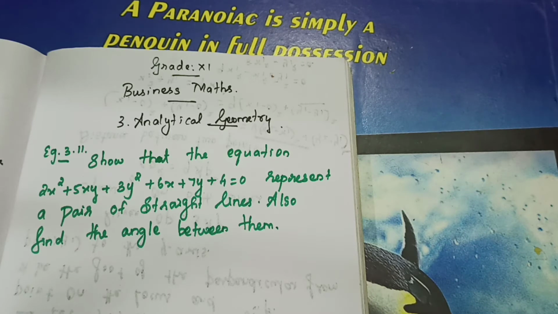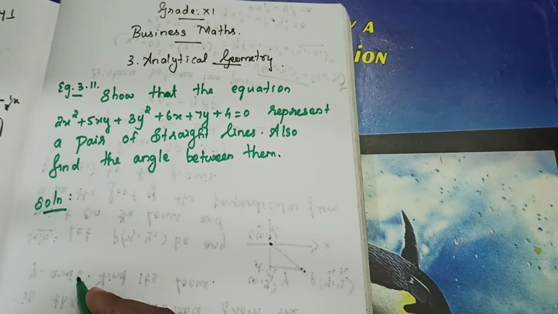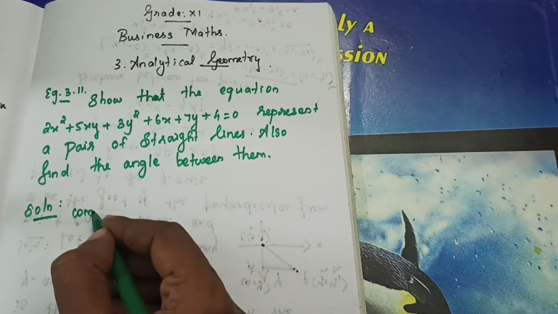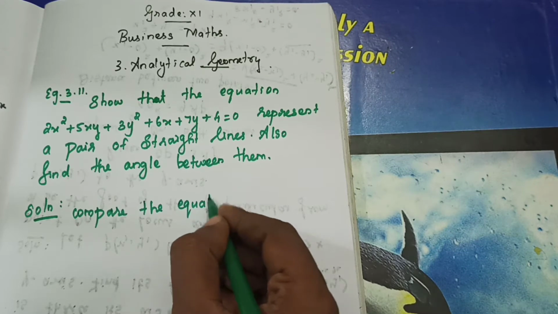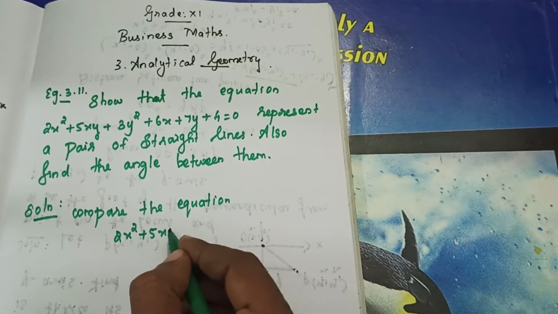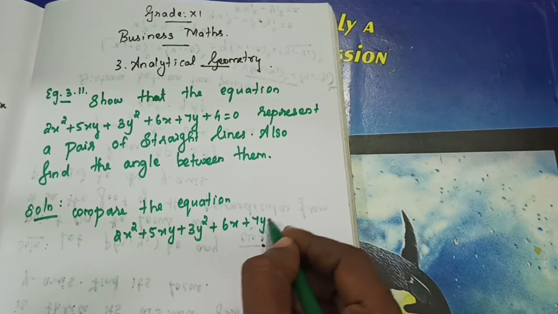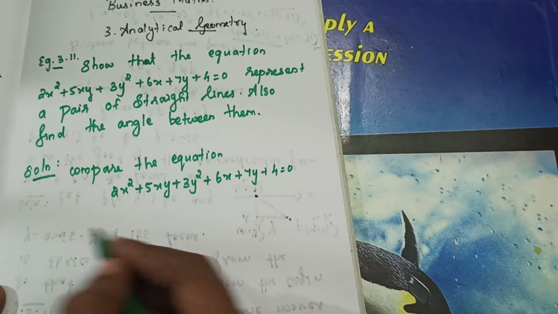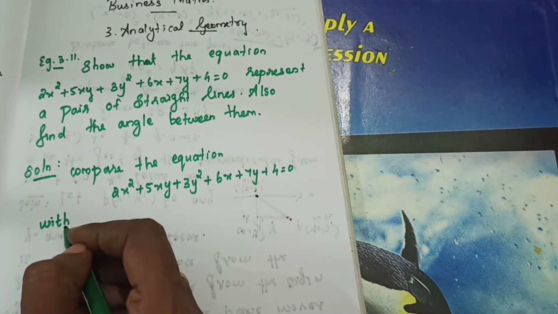So in our last class I explained how to find h, f, g, everything. Okay, so we are going to use that one. Okay, solution. First thing is, we are going to compare this equation with our general equation. What's the given equation? 2x square plus 5xy plus 3y square plus 6x plus 7y plus 4 is equal to 0. We need to compare this equation with our general combined equation.